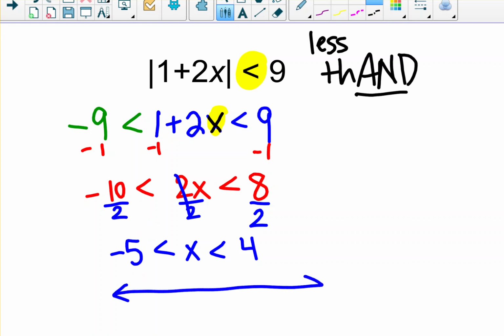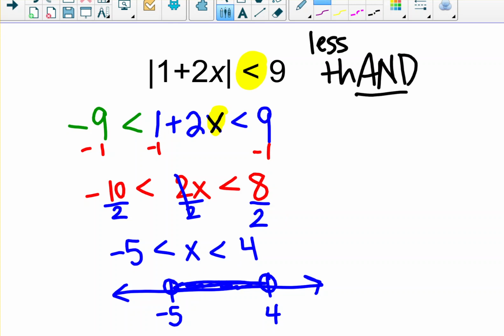So I can graph this on a number line. Negative 5, 4, open circles at both. Okay, my x needs to be less than 4 and greater than negative 5. So that means that my shading, or my line, is going to be in the intersection in the middle.